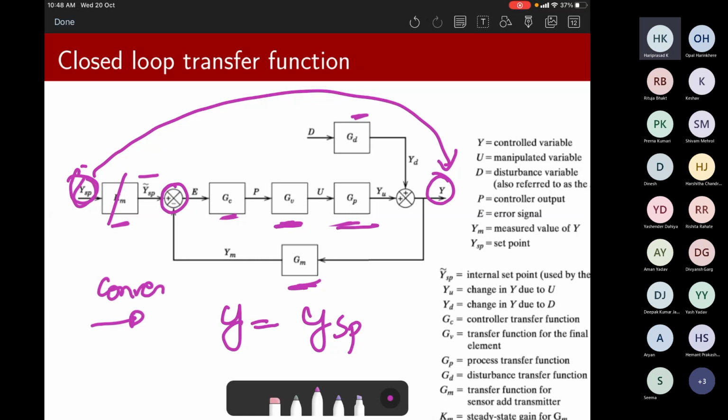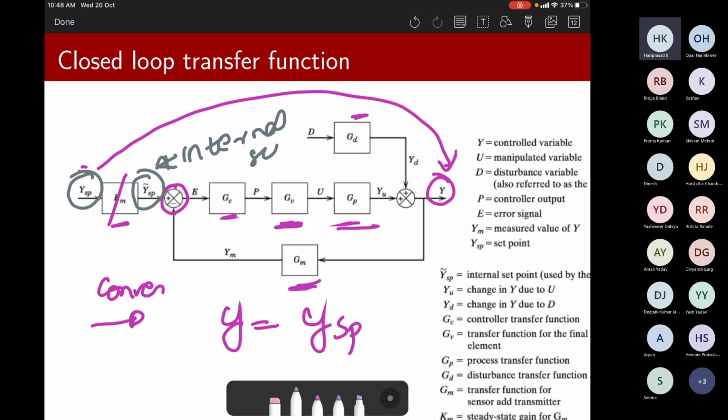So what is the problem now? This is also called, so the original Y, just for notational sake. If YSP is the original set point, then Y tilde SP is also known as the internal set point, which is the electrical signal equivalent of the original set point. Okay, so what have we done?